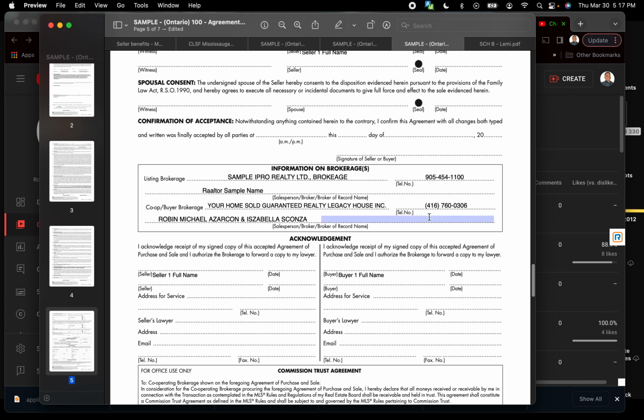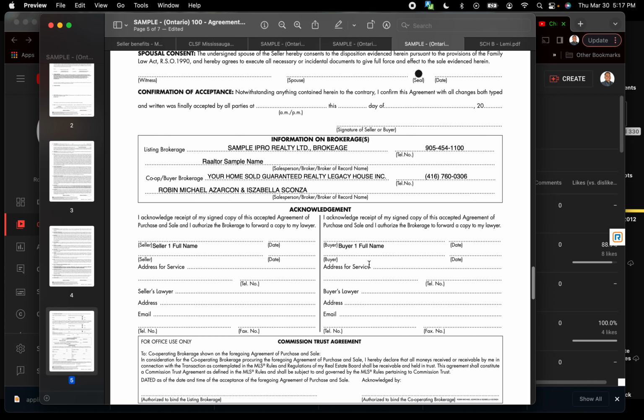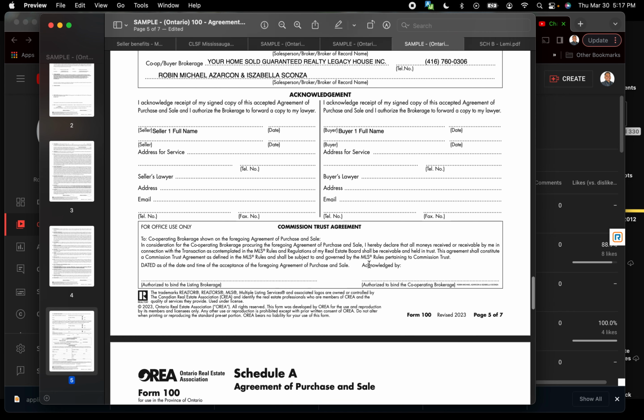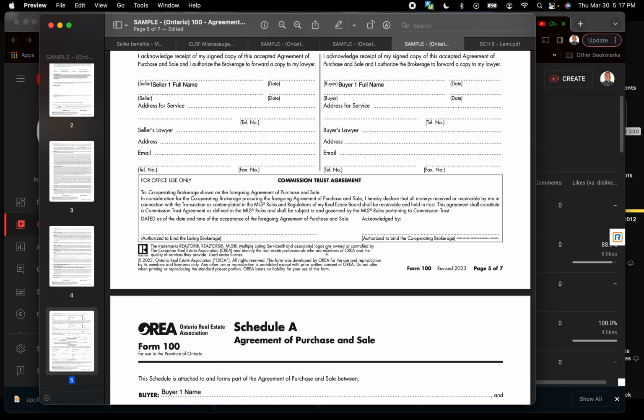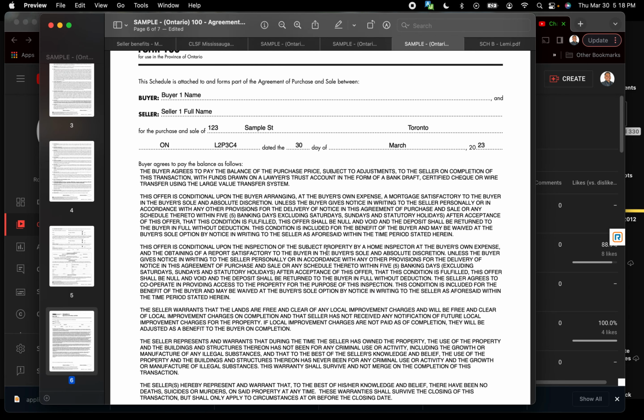Once again, this is the information of the different brokerages that are representing both the buyers and the sellers. And again, acknowledgments is afterwards. Once we have an agreed upon accepted offer, then this is where the acknowledgments will be placed. All right. Next is the Schedule A. So the Schedule A is the meat and potatoes of the agreement and offer. And I'll point out the important ones in here as we go along.